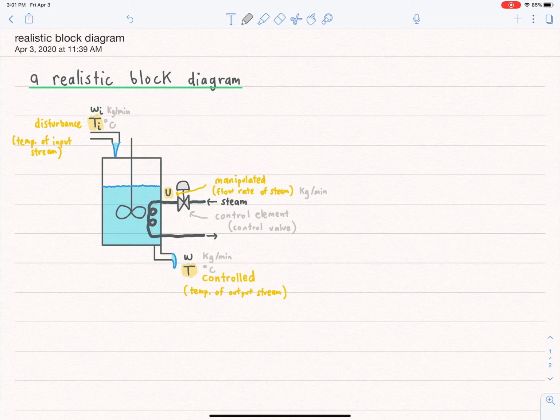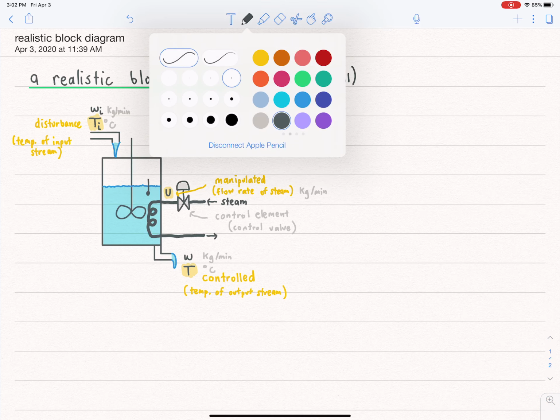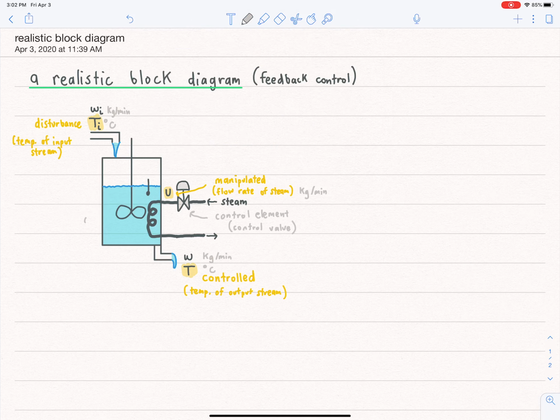So let's outfit this with a feedback control scheme. So this is going to be for feedback control. And remember, in feedback control, we would measure the controlled variable. So you can imagine sticking a thermocouple in here. So this is a thermocouple. Let me draw it from here. It's a thermocouple, or temperature sensor. And it measures the temperature of the liquid.